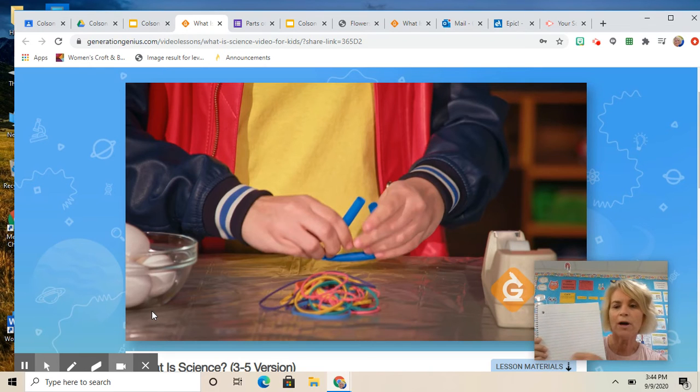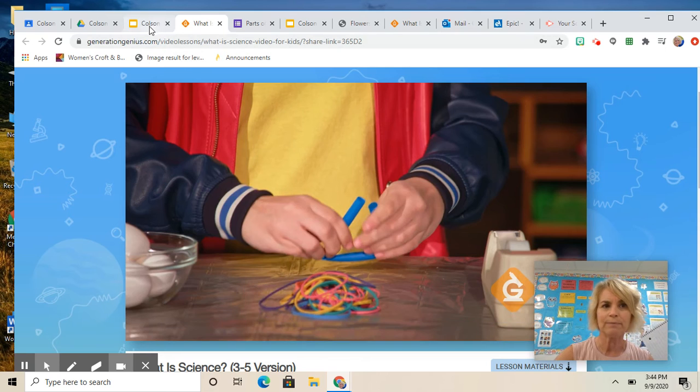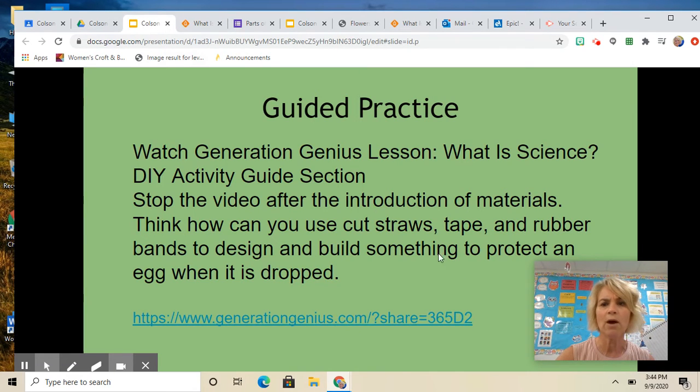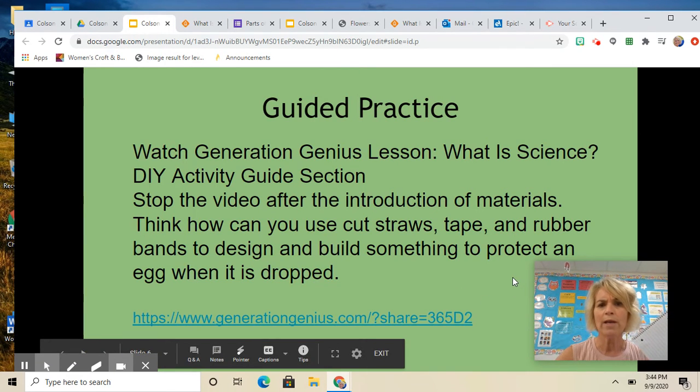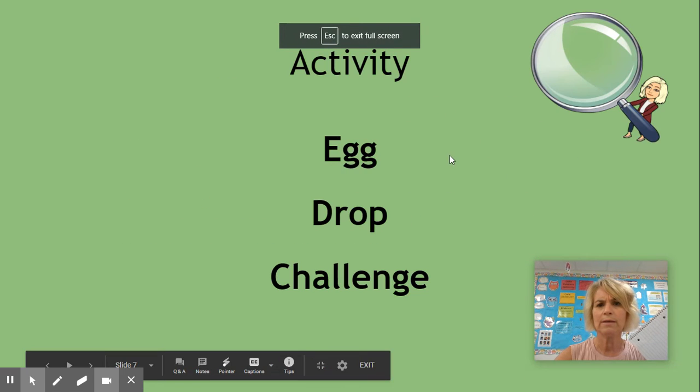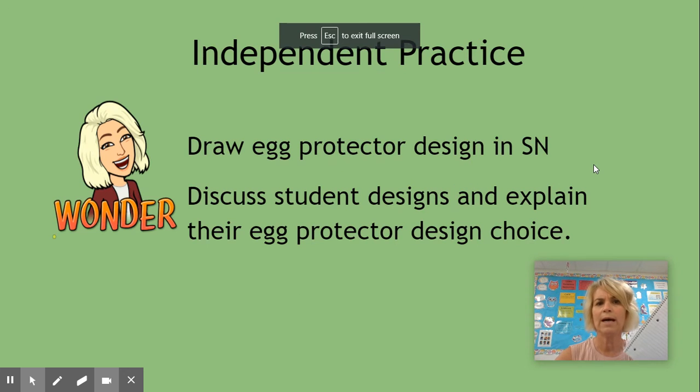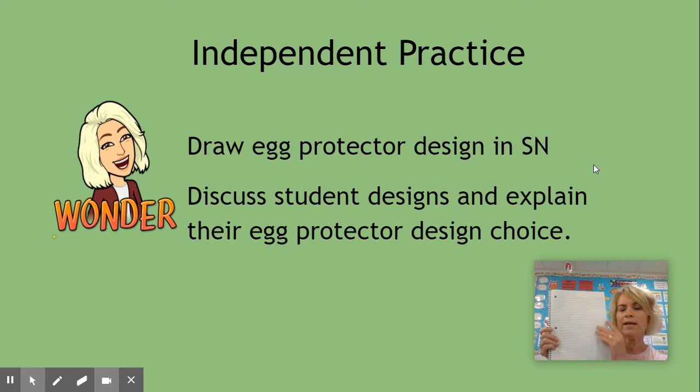Or if you want to draw your design now, and then later after school, when you've got a grown-up that might be able to help you, then you could create your own egg protector if that's okay with your family. So we're going to stop the video right there for just a minute. You're just going to draw a design in your notebook. So in our notebook right now, draw what you think you might design to protect this egg.